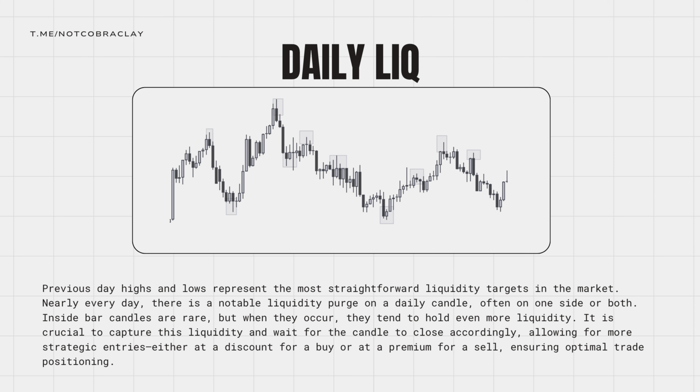Inside bar candles are rare, but when they occur, they tend to hold even more liquidity. I want you to look at October 7th or October 8th. You can see Friday from the big rangy candle, and Monday and Tuesday just inside bar candles. It is crucial to capture this liquidity and wait for the candle to close accordingly. And by the way, the pair is EU. I only trade EU. Everything you see is EU chart.